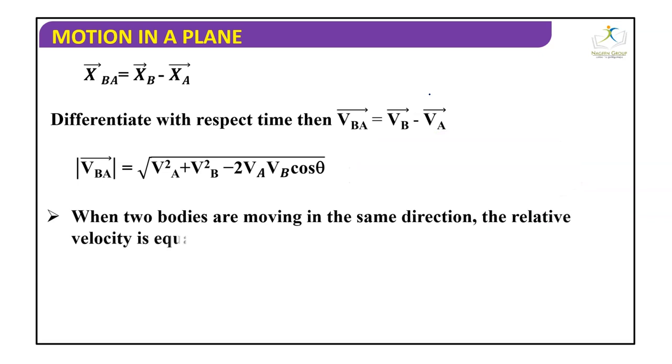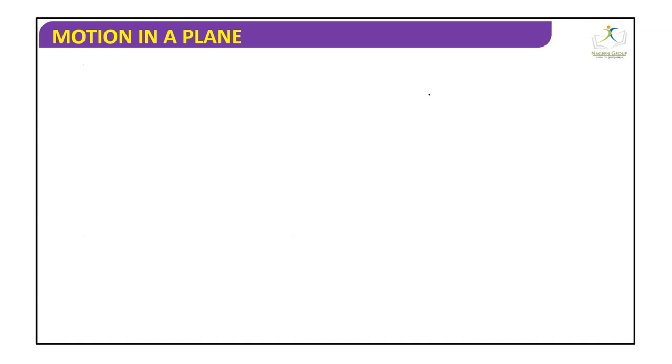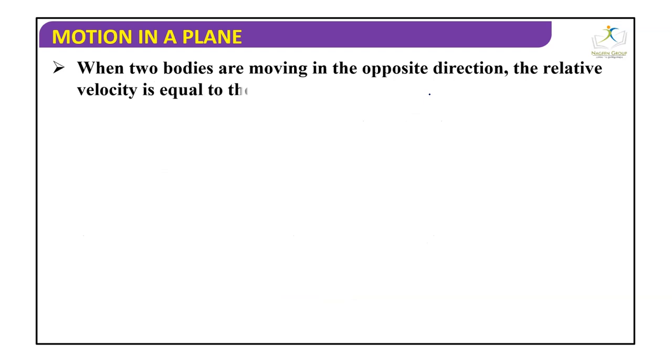When two bodies are moving in the same direction, the relative velocity equals the difference of the velocities. When theta equals 0 degree, cos 0 equals 1. So mod of vector VR equals VA minus VB. When two bodies are moving in the opposite direction, the relative velocity equals the sum of their velocities, and theta becomes 180 degree.